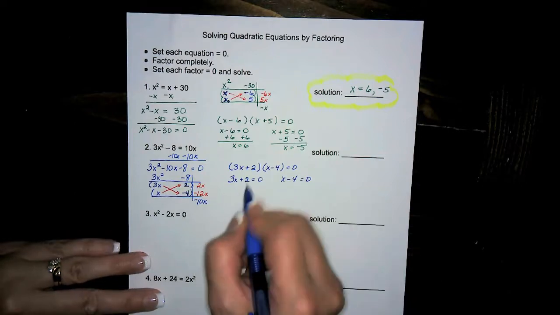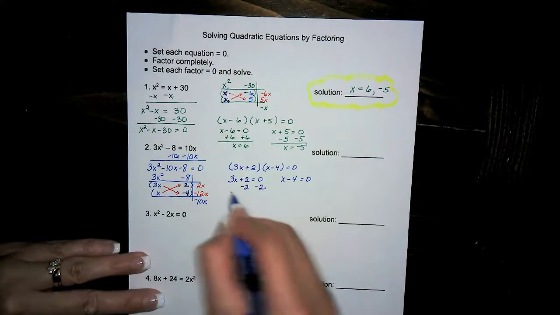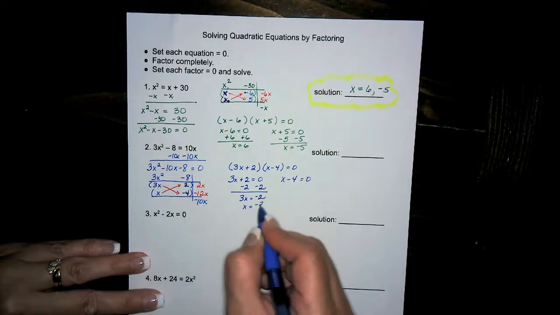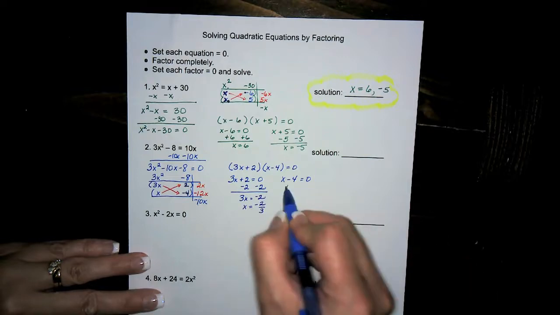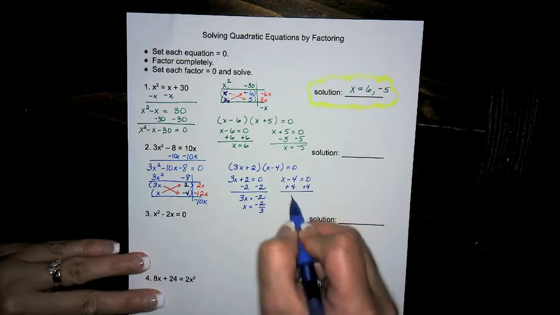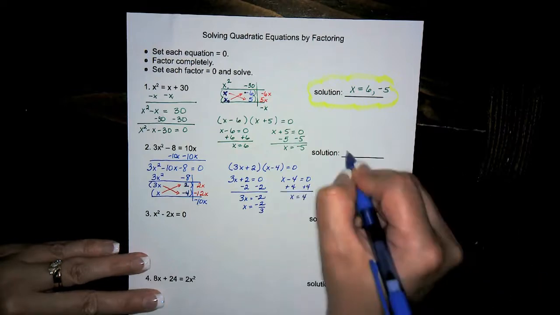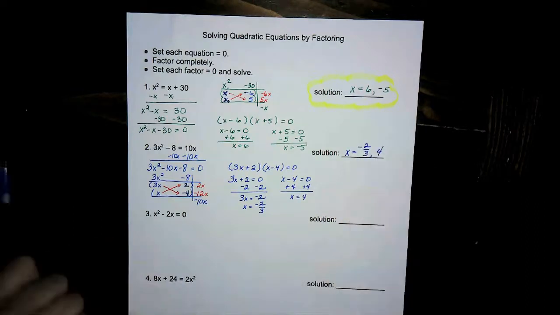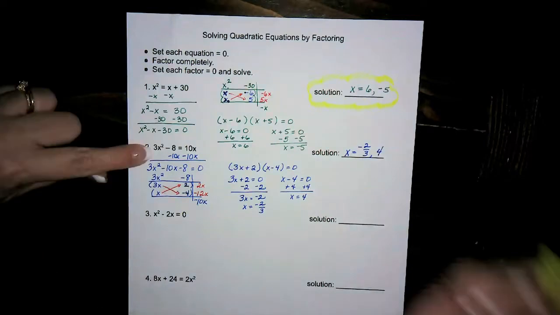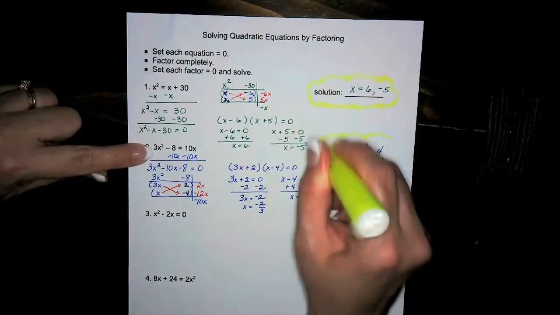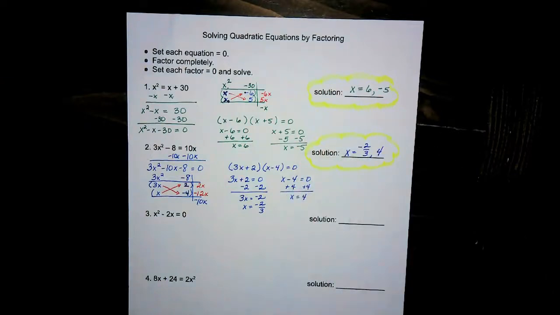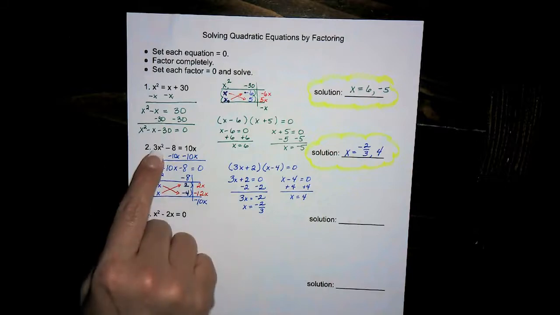Okay, over here, we're going to subtract 2 from both sides. That leaves me with 3x equals negative 2, and then we'll divide by 3. That gives me negative 2/3. And then over here, we'll add 4 to both sides, and that gives me x equals 4. So my solutions for this one are x equals negative 2/3 and 4. Now, let me let you in on a little secret here. When we have an exponent of 2, then we can have at most 2 solutions. So if you come up with 3 solutions and you have an x squared as your highest exponent, then you've done something wrong and you want to go back and edit.